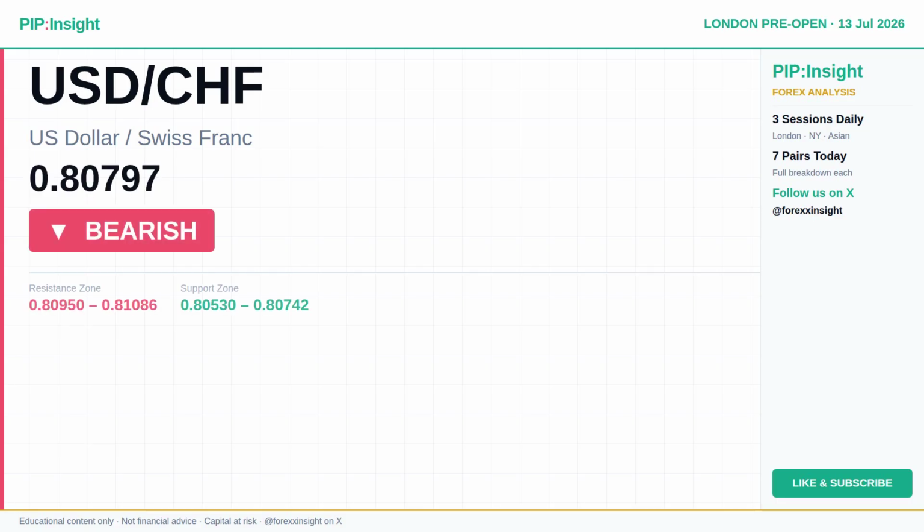Dollar Swiss. The chart is showing tentative bearish structure on this session. The 1 hour is also pointing lower. Resistance is marked between 0.8095 and 0.81086. Support is marked between 0.8053 and 0.80742. Here is the full chart breakdown.